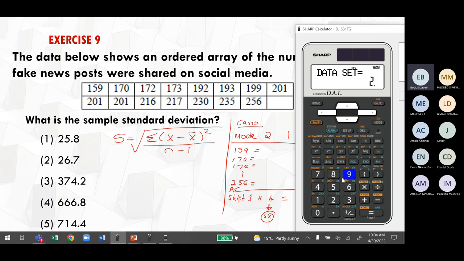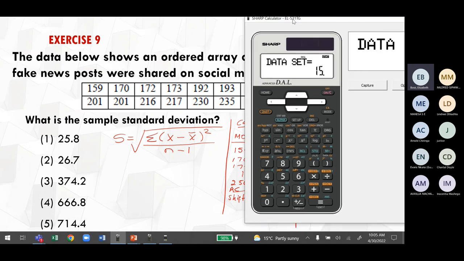170 M plus, 172 M plus, 173 M plus, 192 M plus, 193 M plus, 199 M plus, 201 M plus, 201 M plus. How many 201s? 1, 2, 3, 4, 5, 6, 7, 8, 9. I need another one. 201 M plus, 216 M plus, 217 M plus, 230 M plus, 235 M plus, and the last one is 256 M plus, and I have 15 of them.